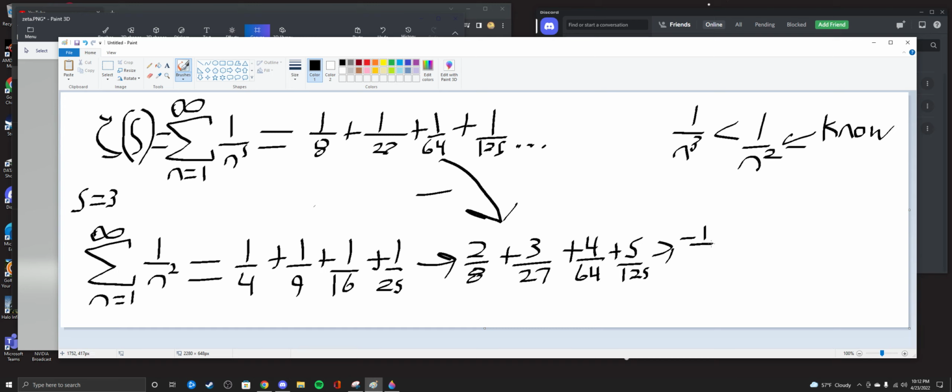So we get negative 1 over 8 plus negative 2 over, I'm not going to have enough space. I'll keep writing anyway, it doesn't matter. 3 over 64 plus negative 4 over 125. So this is just the difference of some of the first few terms of 1 over n squared and 1 over n cubed. And so there's already a clear pattern emerging from this.